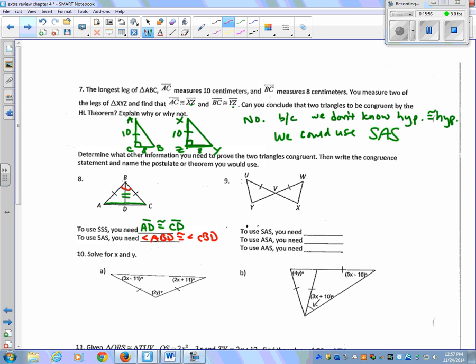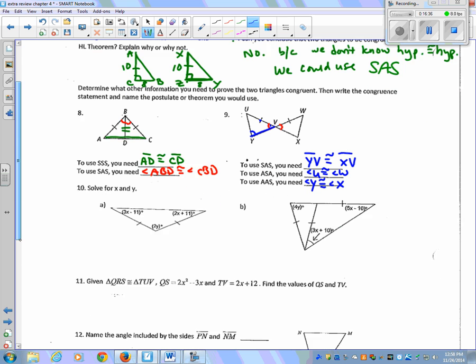Number 9, to use SAS, so we know vertical angles are congruent, so we'll leave those constant. To use SAS, we have SA, we would need this side, YV congruent to XV. And to use ASA, angle, side, we would need this angle, angle U, congruent to angle W. Okay, and then the last one, to use AAS, angle, angle, side, we would need angle Y congruent to angle X.